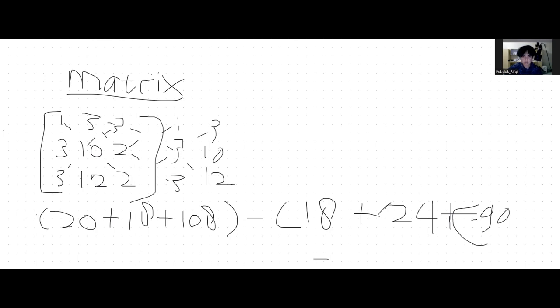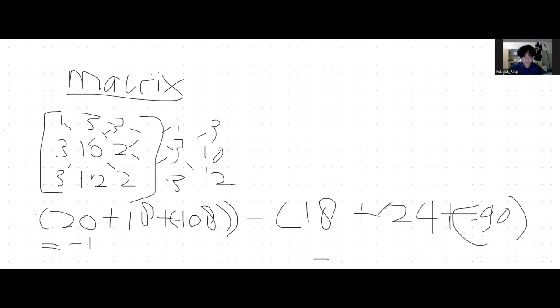I'm sorry, this is a bit messy, so it's kind of hard to draw with the mouse. So, continuing. 20 plus 18 plus 108 equals 146, and 18 plus 24 plus 90 equals 132. So if we count that up and subtract it, it will be minus 14.